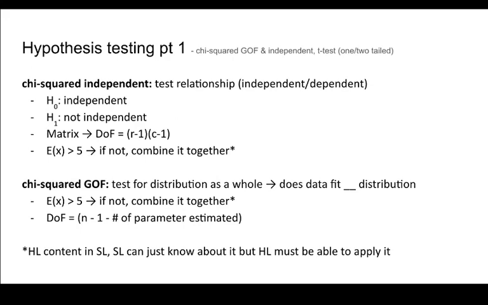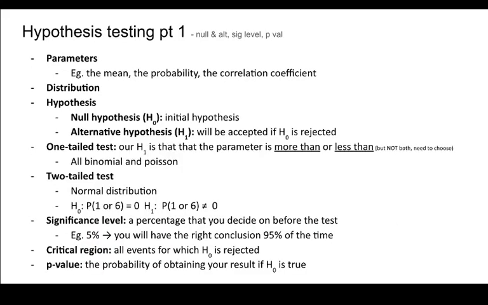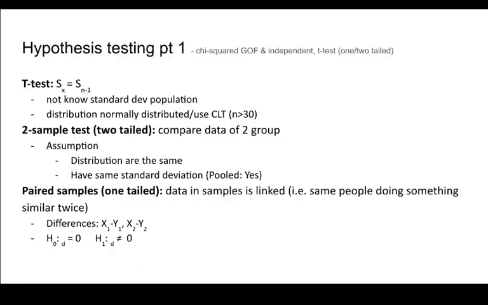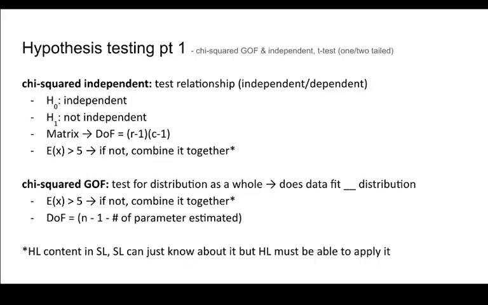Okay, I'm sorry. Whether it's accepted or rejected based on p-value and significance level, this is for SL though, right? For SL, you're going to learn about the chi-square test and the t-test.